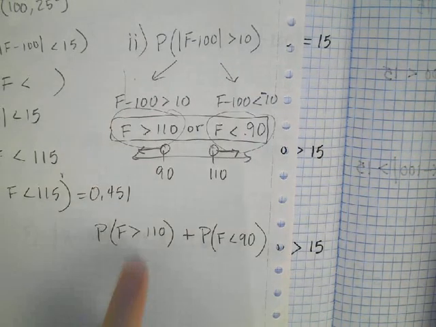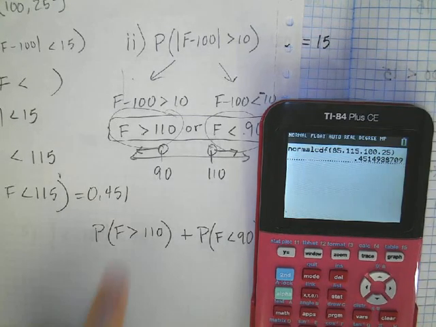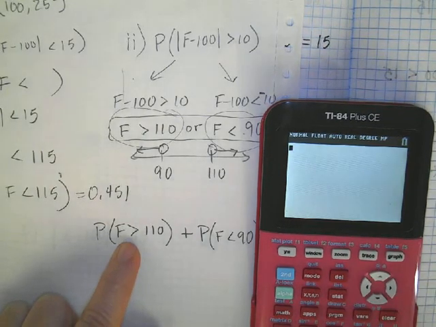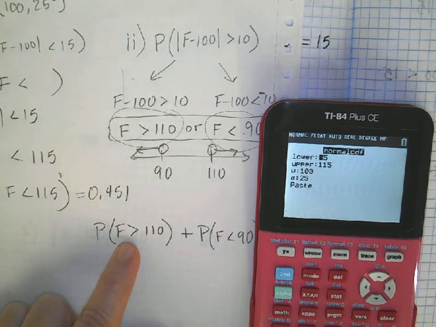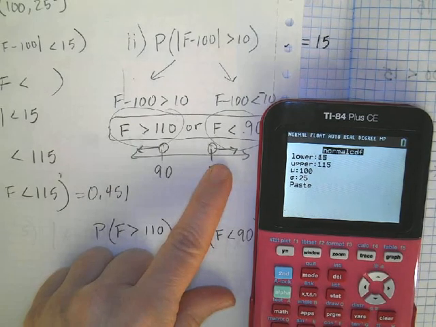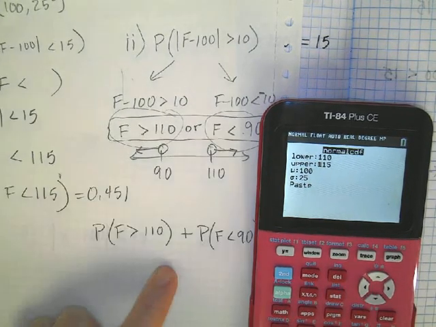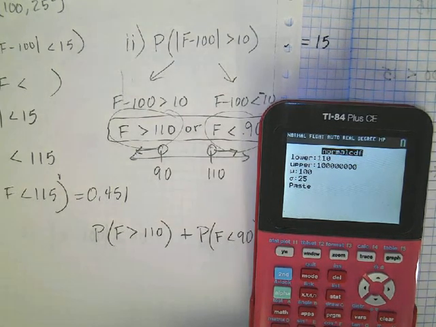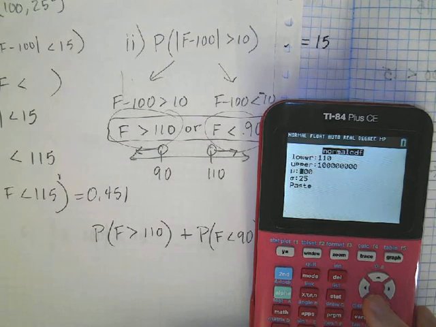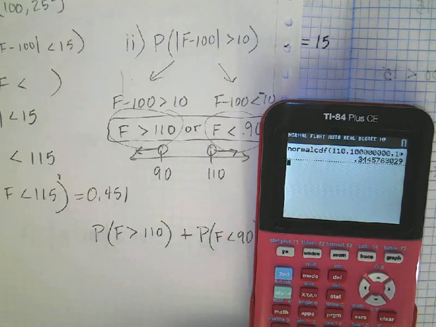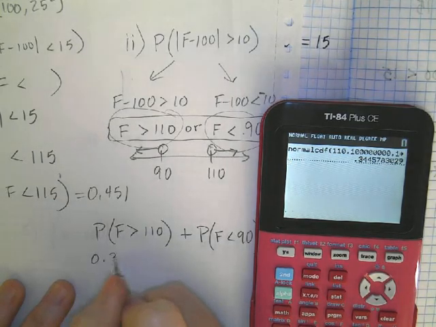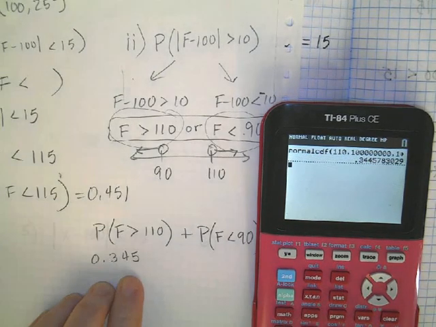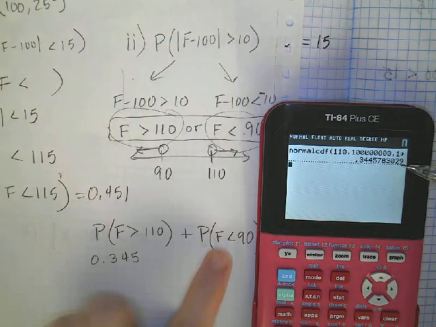So now I need to do this on my calculator. For greater than 110, my minimum value is going to be 110 because I want F to be greater than 110. So what's my upper value? Something huge. Put in a really big number. It's still the same mean and the same standard deviation. I get 0.34458, whatever. So this is 0.345 if I round it to 3 sig figs. But I'm going to keep this in my calculator because I'm going to have to add it to the other one once I find it.